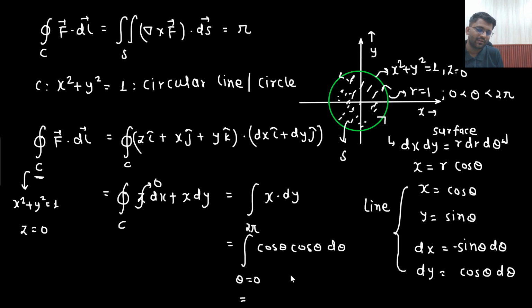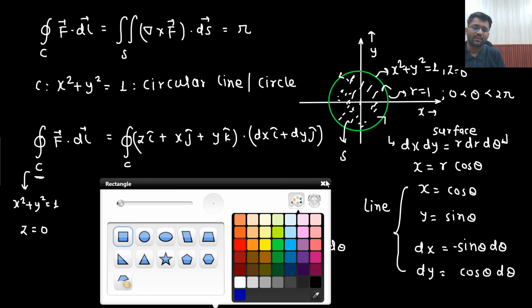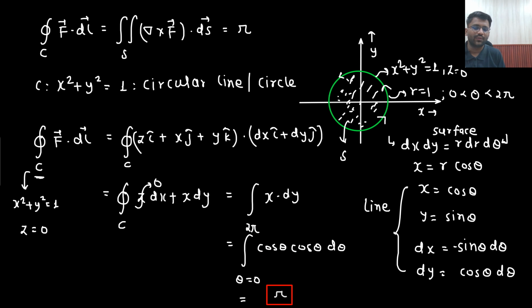When you solve it, this will become cos square theta. You can solve it, the answer will come out to be pi only. More than enough integration we have done. You will solve and you will get the answer to be pi only. So the answer is coming out to be pi, which is pretty obvious. So from all these scenarios, what did you understand?